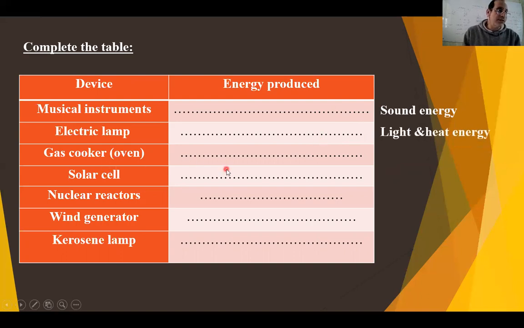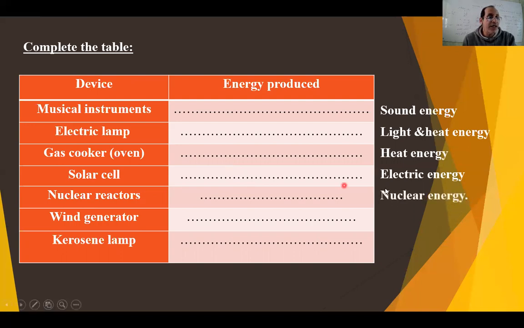Gas cooker or oven. Gas oven. We use the chemical inside, burning the fuel. So the chemical energy will be converted into heat energy. Solar cell. Solar cell uses the solar energy coming from the sun to generate electric energy. So here the electric energy is the energy produced. Nuclear reactor, it produces what? We use the nuclear energy to produce electric energy.